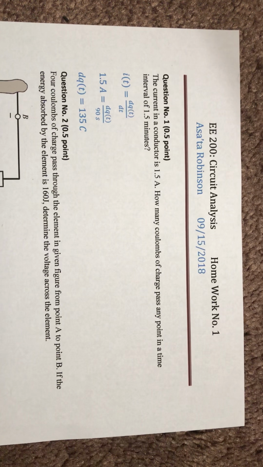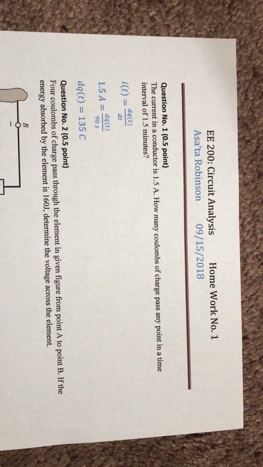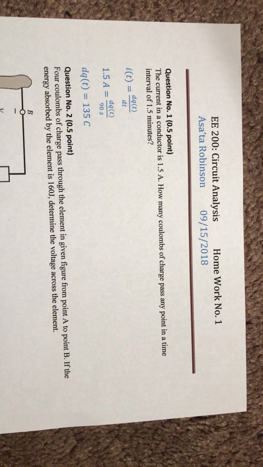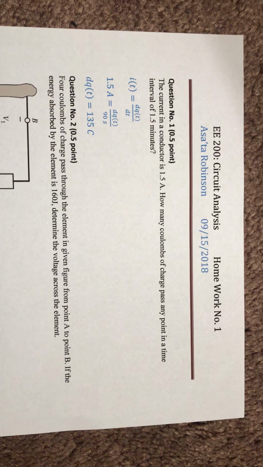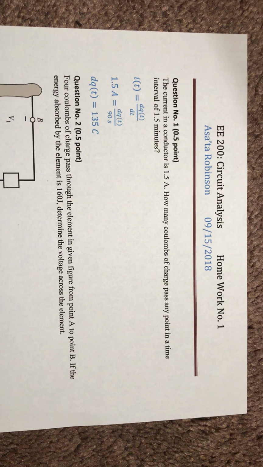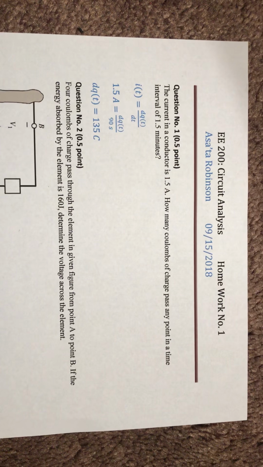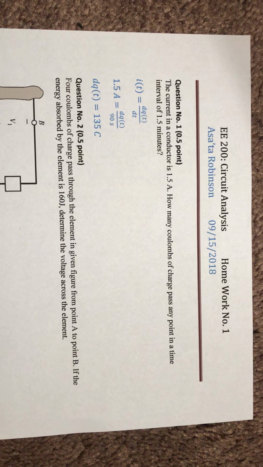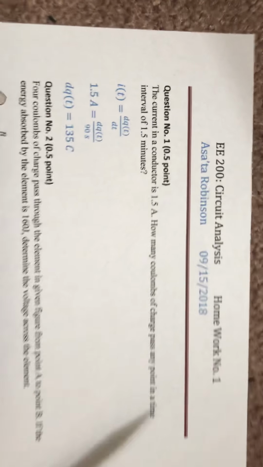Okay, homework number 1. Question 1 says the current in a conductor is 1.5 amps. How many coulombs of charge pass any point in a time interval of 1.5 minutes? So to start this question, we use the equation I equals Q over T. I, which is the current, is given, 1.5 amps, and the time is also given, 1.5 minutes, which is the time interval.